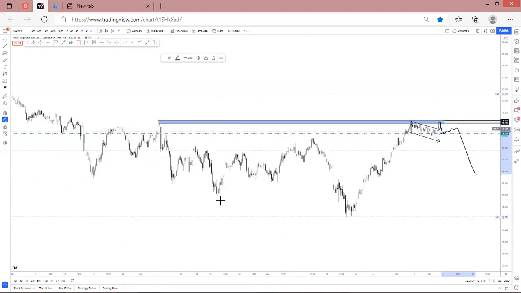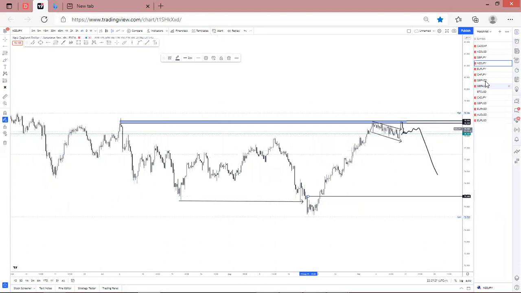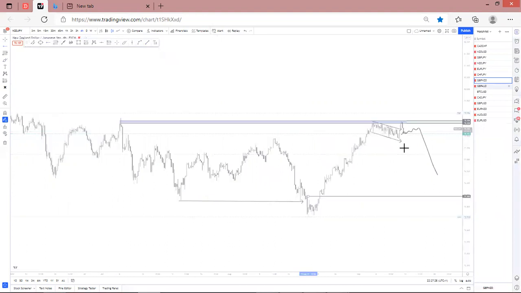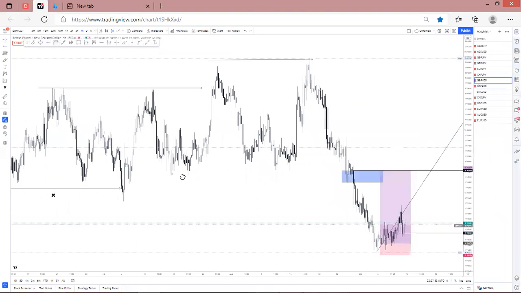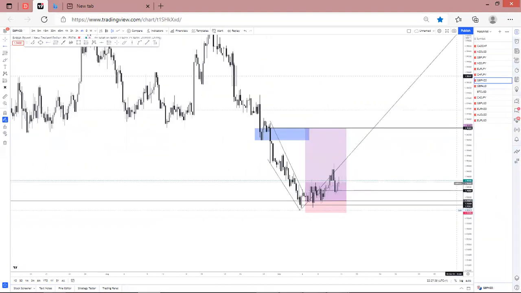Remember, right here we have this move. We have this place that was taken out by this candlestick. So I'm running out of time, I just have to increase my speed. I'll be looking at GBP NZD. GBP NZD, this was called on Traders Live.